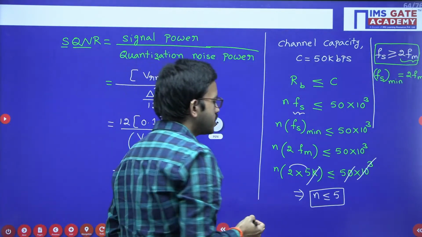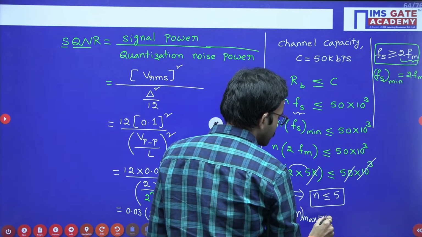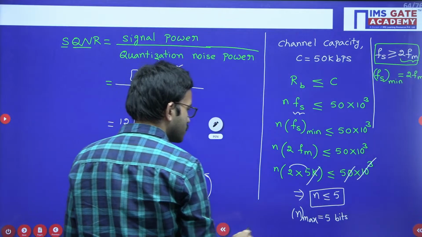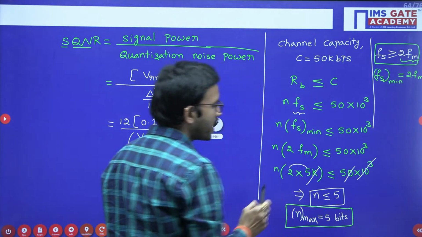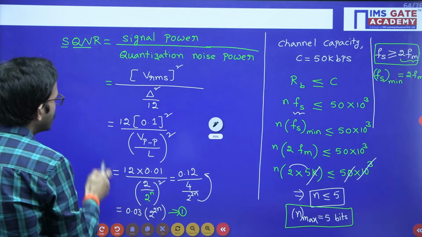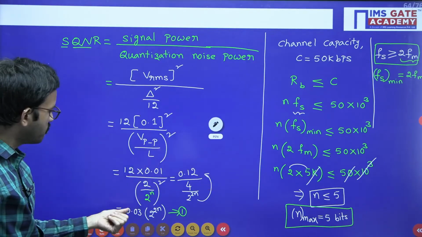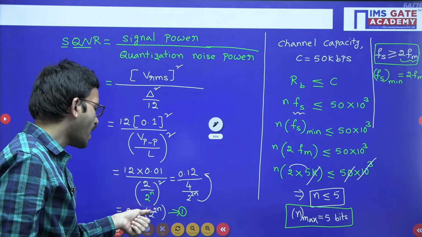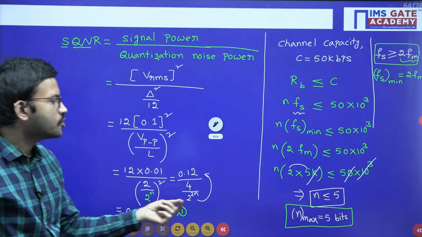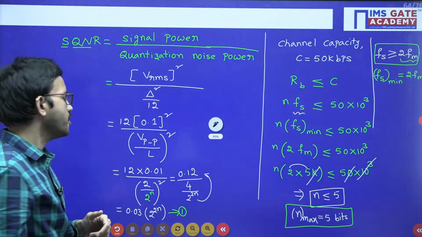Here we have to consider n max, the maximum value of n. The maximum value of n is 5. 5 bits we have to consider. I hope you are getting the clarity why we are choosing the n value as 5, why we are considering the number of bits as maximum. So we got the signal to quantization noise ratio like this. Just by observing this equation also you will get the clarity whether we have to consider the n value minimum or maximum. You can observe here 0.03 is anyway constant, and n is in the power of 2. If you consider the maximum n value, obviously you are going to get this value maximum. So in order to satisfy that relation, whichever n value gives the maximum, that n value you can consider.